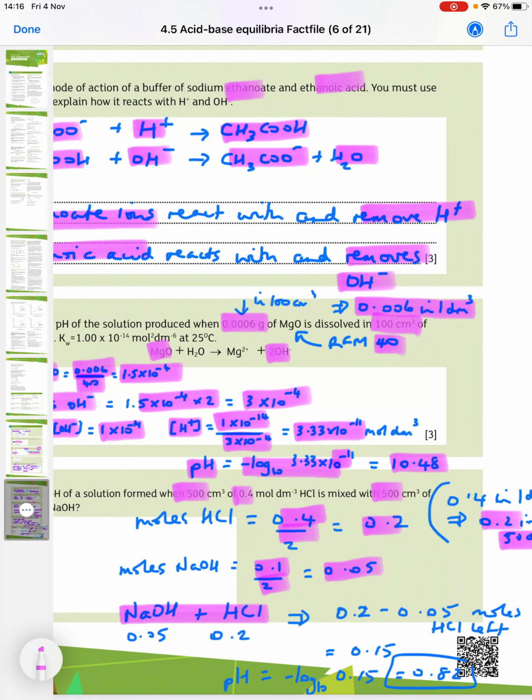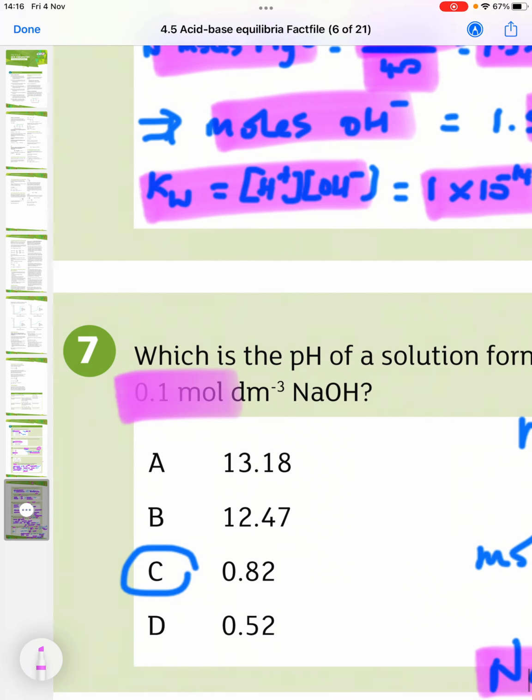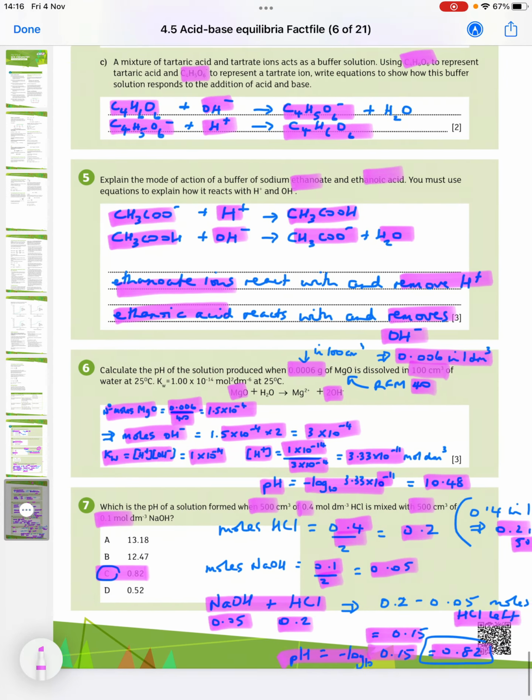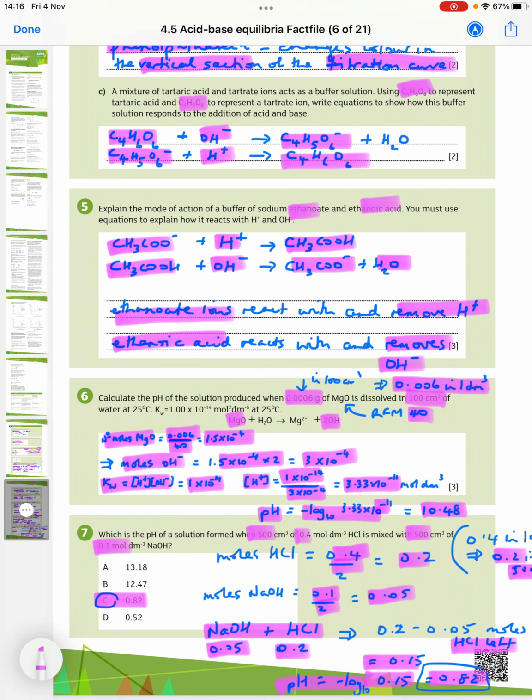So our balanced equation, NaOH plus HCl, it's 0.05 and 0.2. So starting with 0.05 sodium hydroxide, that will all be used up by the hydrochloric acid, and we'll end up just with 0.15 moles of hydrochloric acid left. Put that into pH is minus log base 10 of 0.15, and you get 0.82. And looking at the answers then, that is C. Bit long-winded for 1 mark, but there you go.